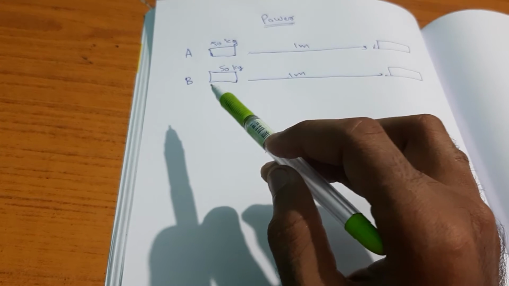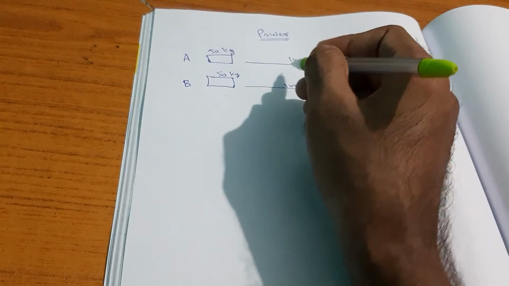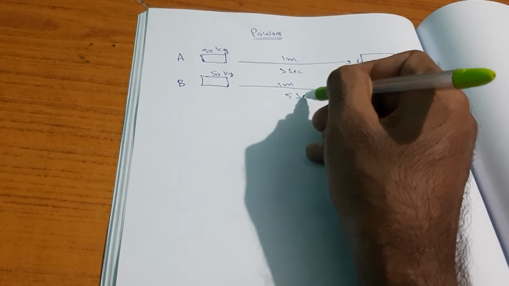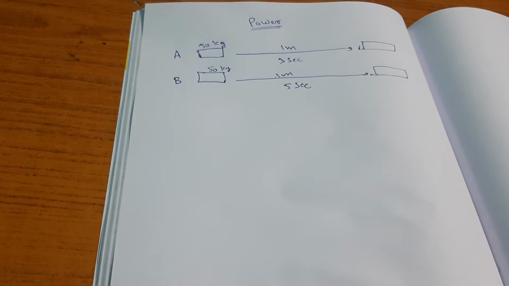Similarly, person B also does the same thing. So person A and person B have done the work. But how can we say which one has more power, whether it's A or B? It depends on how fast the person does the work. Let us suppose person A has done the same work in 3 seconds and person B has done the same work in 5 seconds. So we can say that person A has more power than person B.